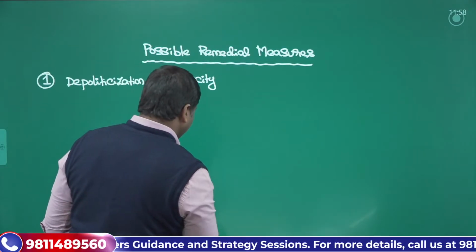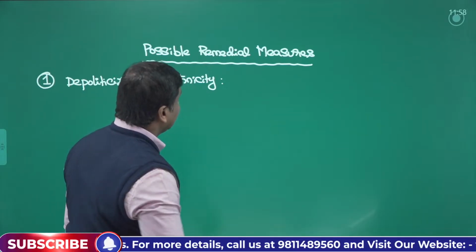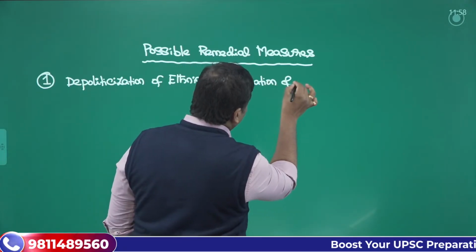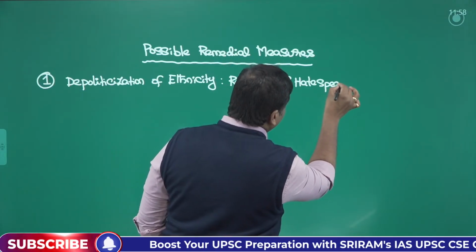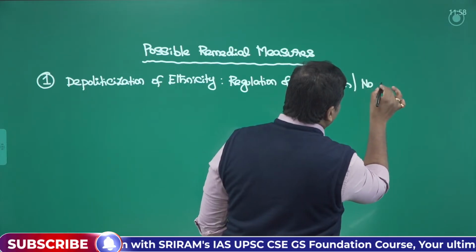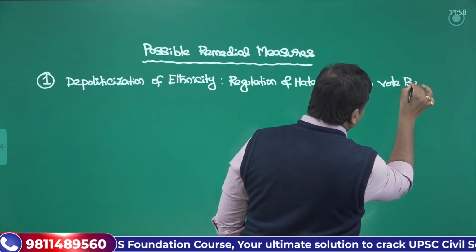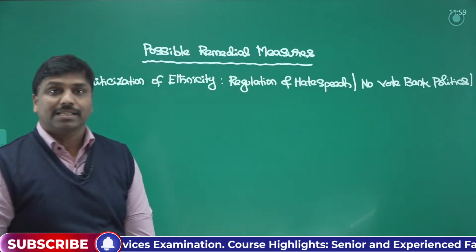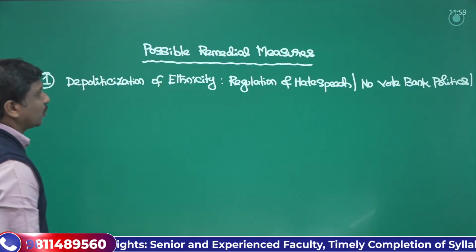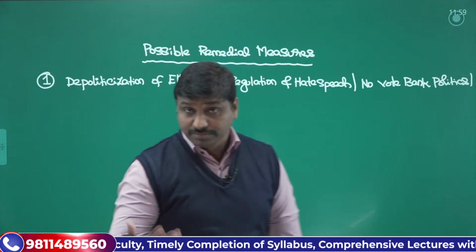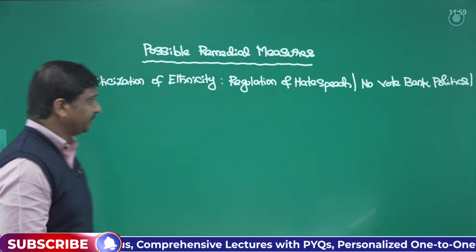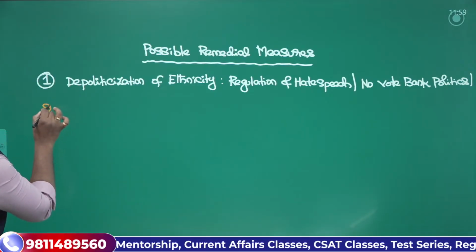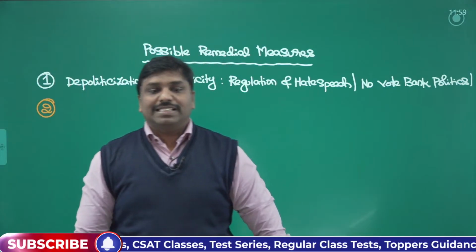There we can have some ways. How can we proceed with this? You can mention things like regulation of hate speech. And then, for example, say no to vote bank politics. If I want to just win in the elections, I have to do some divide and rule kind of policies. Such things should not be there. Apart from that, electoral manipulations should not be there. Like that, we can have different remedial measures from the perspective of the politicization of ethnicity. This is one important reason.